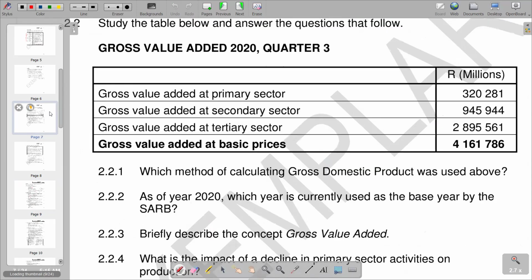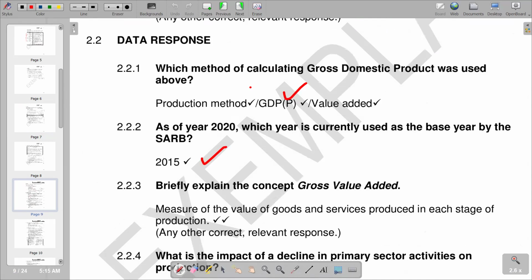Then we move on to the next part, which reads, briefly describe the concept gross value added, and we see that gross value added is a measure of the value of goods and services produced in each stage of production. So this is the description that we have in terms of our gross value added.